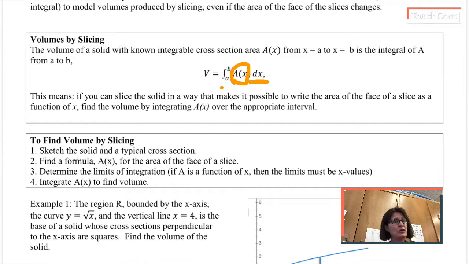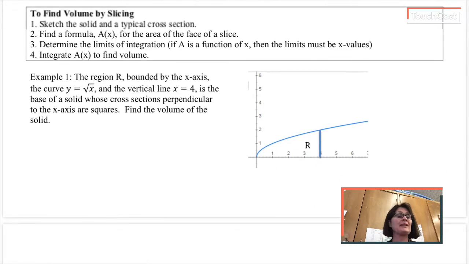I'm going to try to sketch a typical slice. I'm going to try to write an expression for the area of the face of that slice. It's going to for sure require that I know what shape that face has. In class, your faces were all circles, so you used pi r squared, and then times h for the thickness. We're going to see some different shapes today. And we're going to make sure we get the limits right, and we're going to integrate.